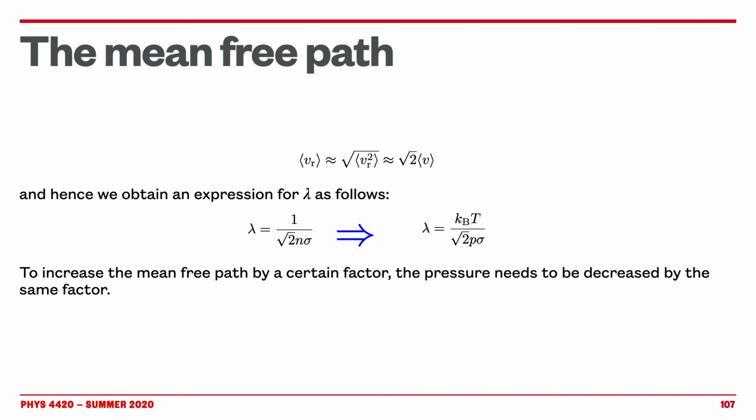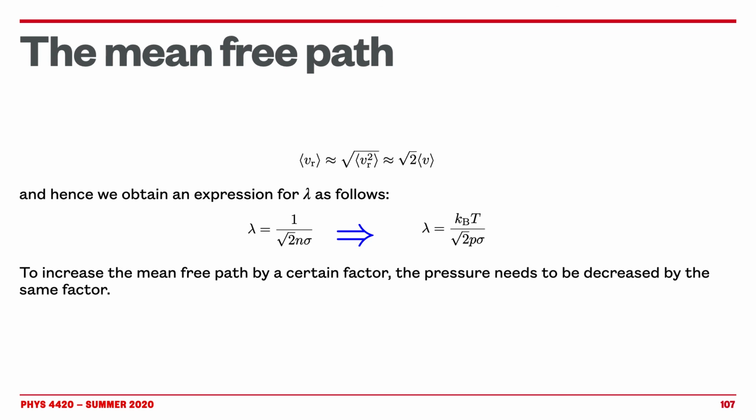Now, lowercase n is uppercase N divided by volume. So we can just plug that in and end up with an equation for the mean free path as a function of temperature, pressure, and also sigma. Okay. So what we find from this equation is that if you increase the pressure inside a given volume of gas, the mean free path is going to go down, which is not really surprising.